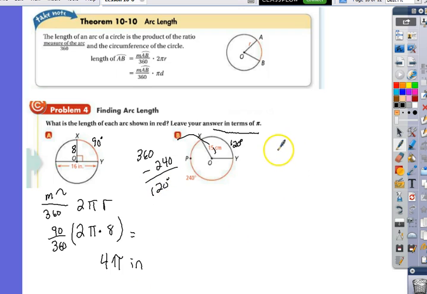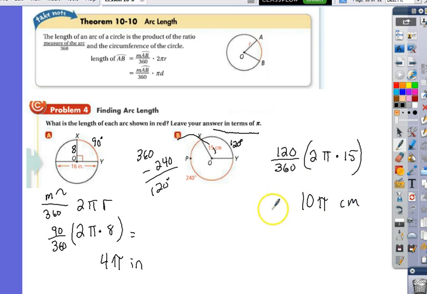All right, so now it's 120 over 360 times the circumference. 2 pi, and what was the radius? 15. So you can just put all that into your calculator. We're going to leave in terms of pi. So what I would do is 120 times 15 times 2 divided by 360, and I get 10. So it's 10 pi centimeters.